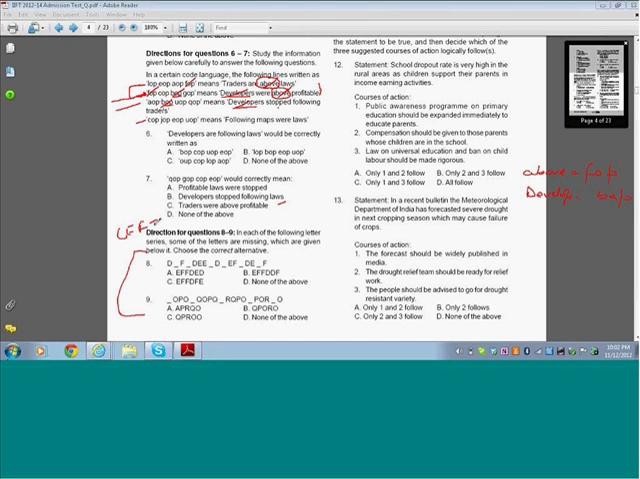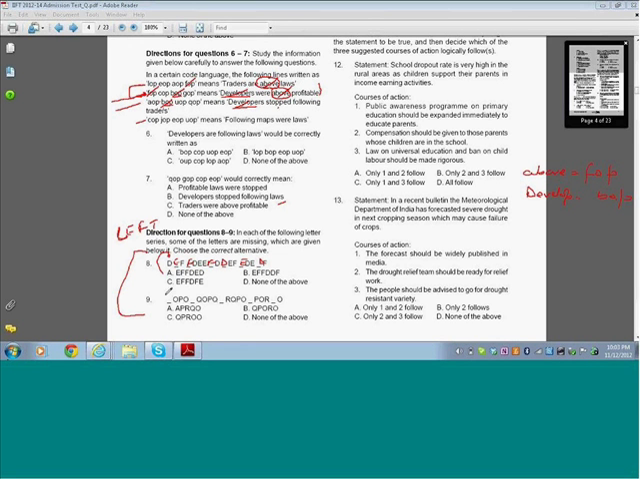Course of action, rather. School dropout rate is high in rural areas as children support their parents in income earning activities. Which of these 3 courses of action should be followed? Statement 1: Public awareness program on primary education should be expanded immediately to educate parents. Statement 2: Compensation should be given to parents whose children are in school. Statement 3: Law on universal education and ban on child labor should be made rigorous.